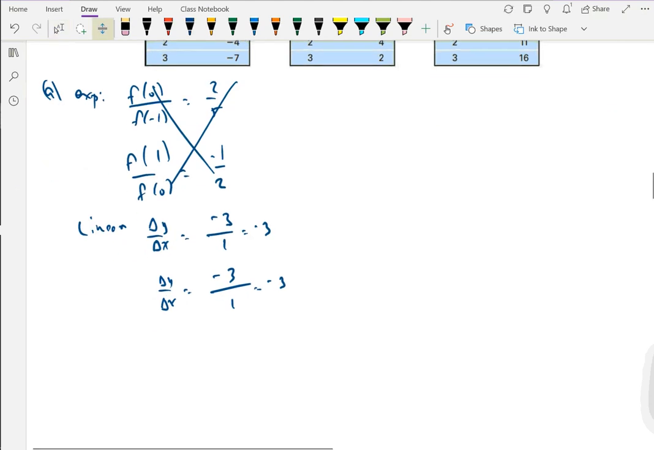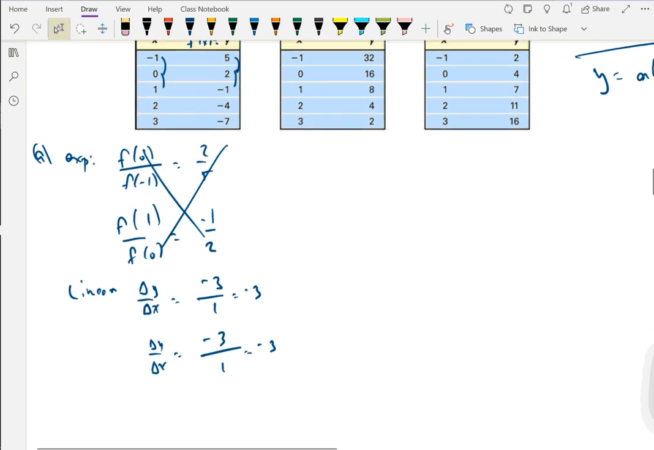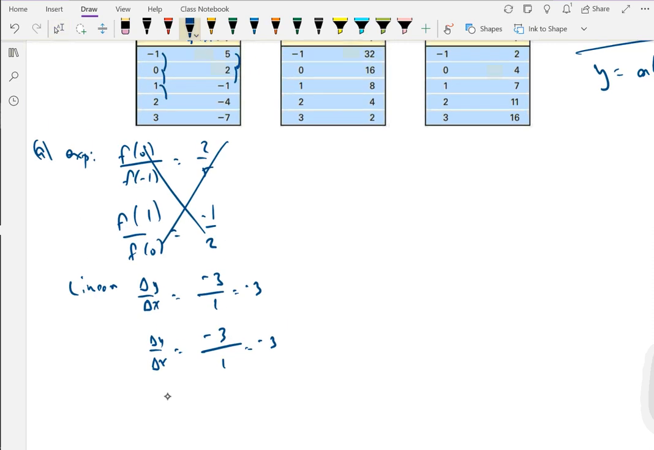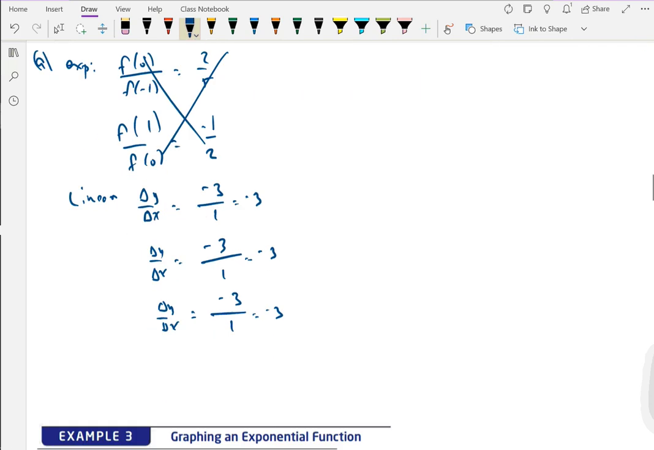Let's take a look at the next group. Let's do 1 to 2. So 1 to 2 for the x's would be -1 to -4 for the y's. So -4 minus 1 is -3. 2 minus 1 for the x's is 1. So again, it looks as though we have a linear function. We have the rate of change here. So the average rate of change is constant. So that gives us a linear.